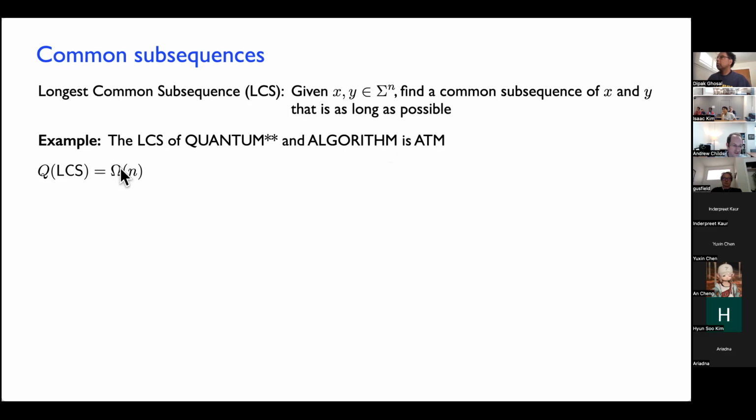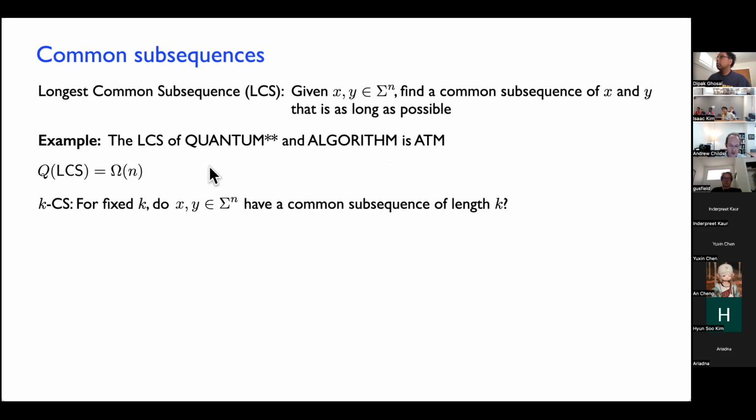You can convince yourself that you can't get any quantum speedup for the full version of the problem. So again, we're going to parameterize by k, and we're just going to ask, is there a common subsequence of x and y of length k? And we're going to be interested in doing this for general fixed k, where k is just a constant.